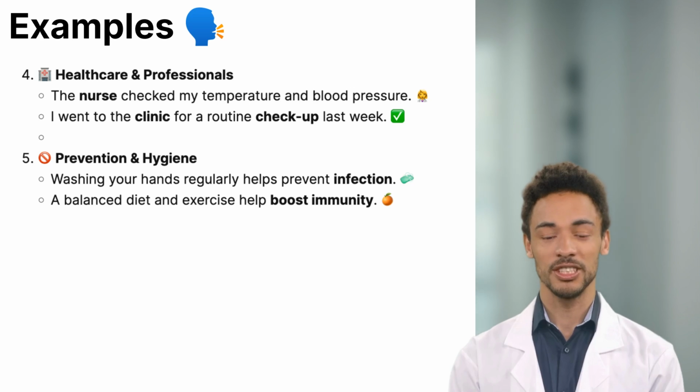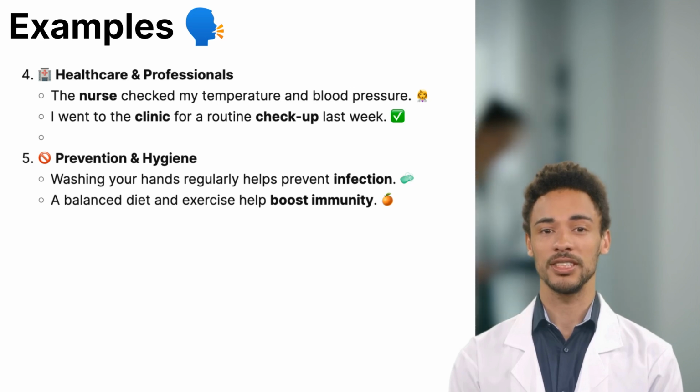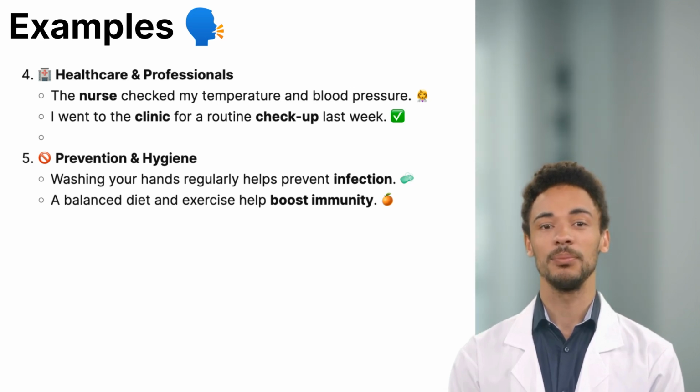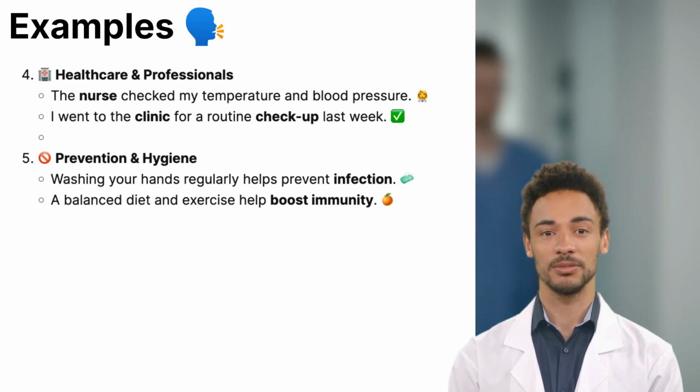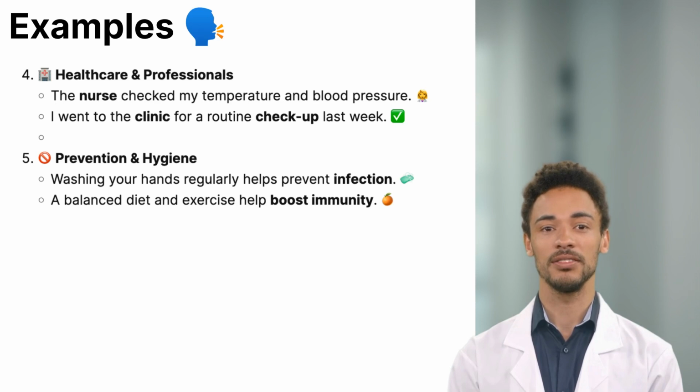5. Prevention and hygiene. Washing your hands regularly helps prevent infection. Hand washing removes bacteria and viruses, reducing the risk of getting sick. A balanced diet and exercise help boost immunity. Eating nutritious foods and staying active strengthen your immune system, helping your body fight off illnesses.